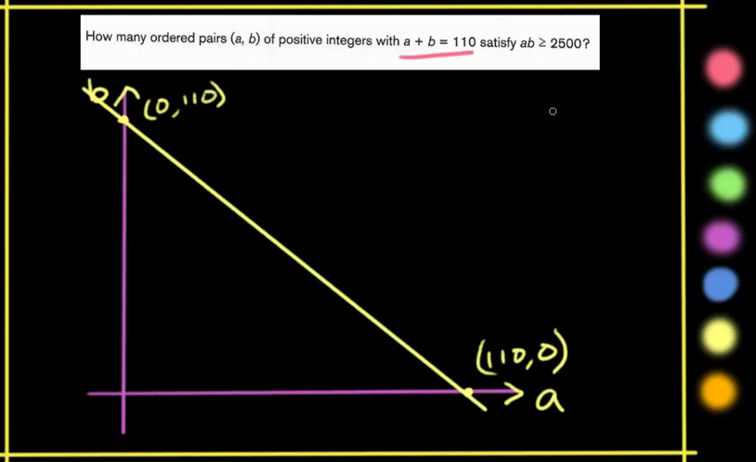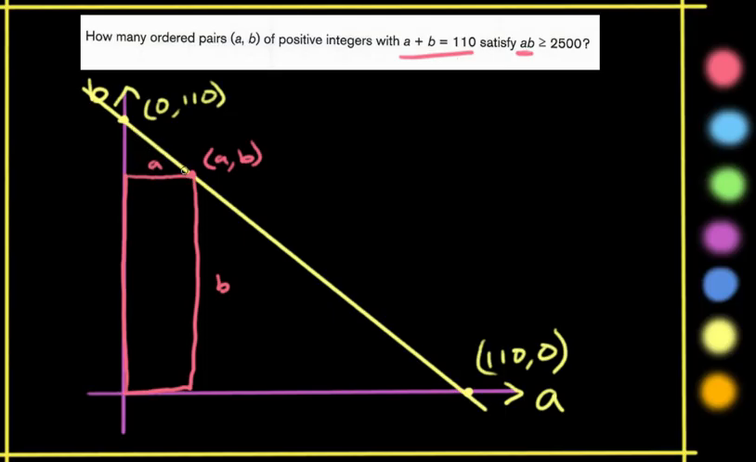And so what we need to think about is, what is a times b for all these? And one thing I like to point out here is that if you have a point AB on this line, the product of that is going to be the area of this rectangle between that point and the origin. Okay, so if you form that rectangle there, that's going to be the product of A times B.